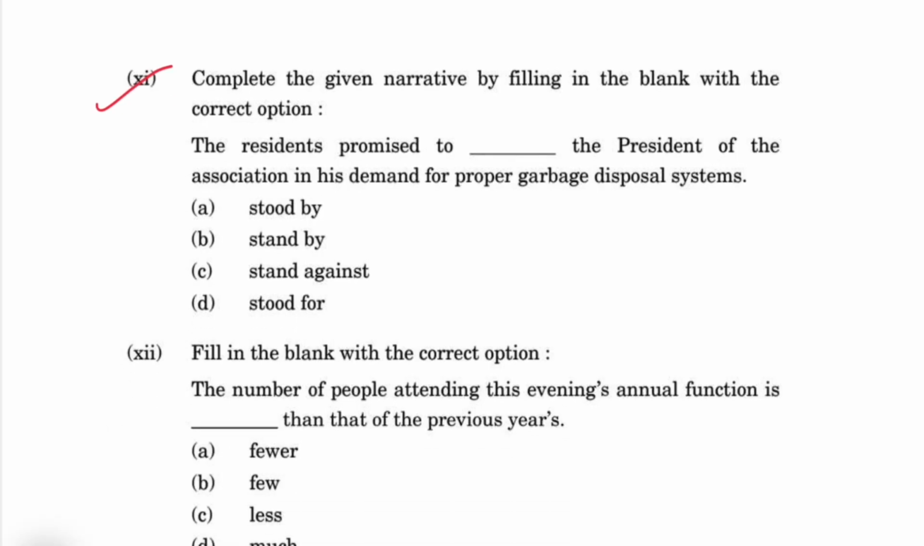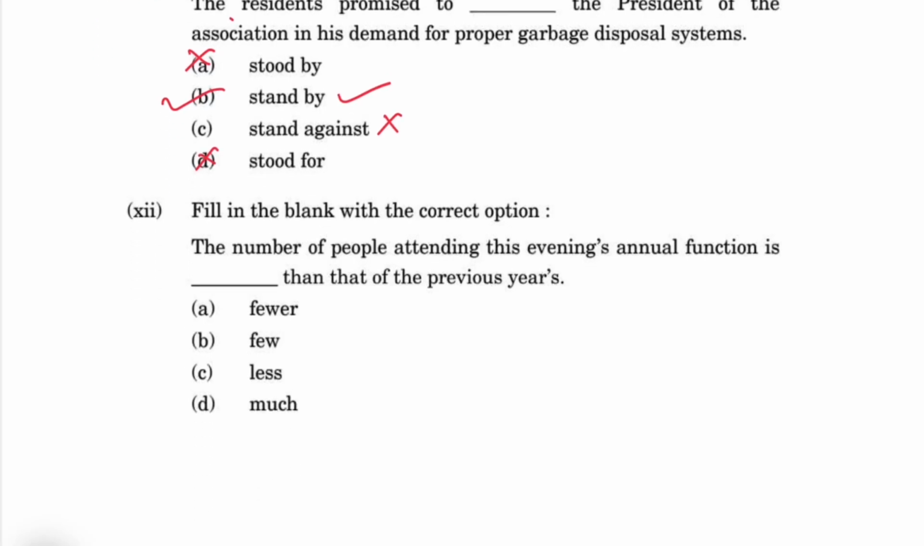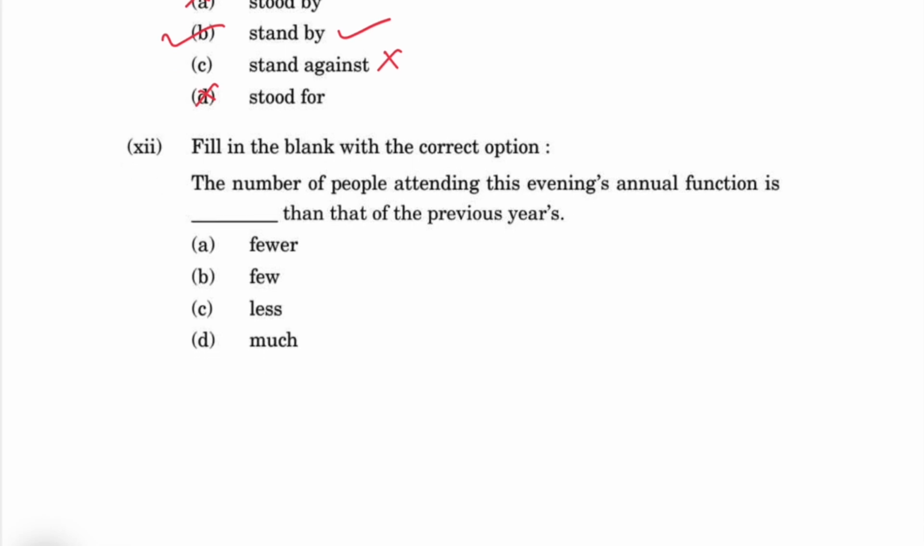Next question, the residents promise to dash the president. Once again of phrasal verbs, the residents promise to stand by. Stood by is wrong, stood for is wrong, stand against, that means to stand against someone, not to be in favor. So stand by, that means to be in favor. So stand by is the correct answer.